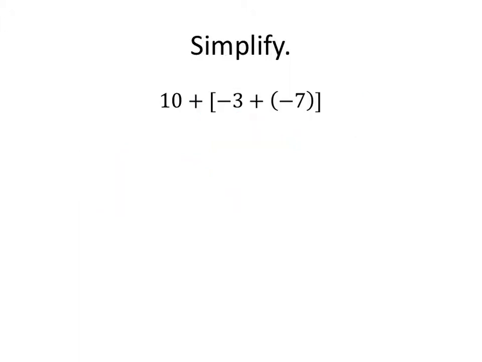Okay, we're going to simplify this. We're going to work what's in the brackets first. Negative 3 plus negative 7. Now, when you add two negative numbers, you add their absolute values. 3 plus 7 is 10, and you assign that a negative. Okay, so now we have 10 plus negative 10, and 10 plus negative 10 is 0.